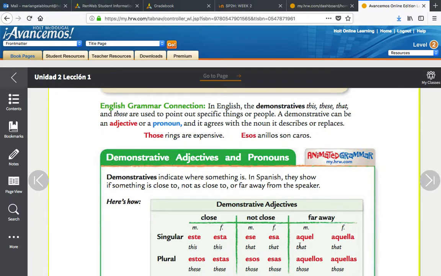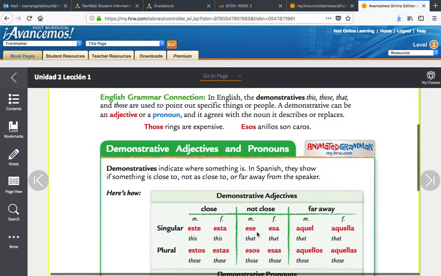Now, when the book is far, far away from you, all right, you will say aquella computadora. It's feminine. Aquella computadora. Libro, aquel libro. Okay. And then we just talk about one item. Okay. Now we're going to talk about books.